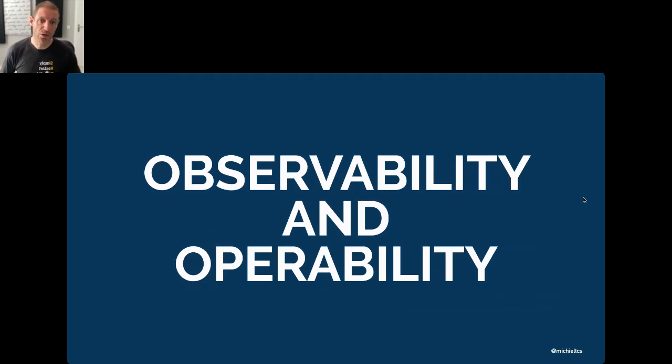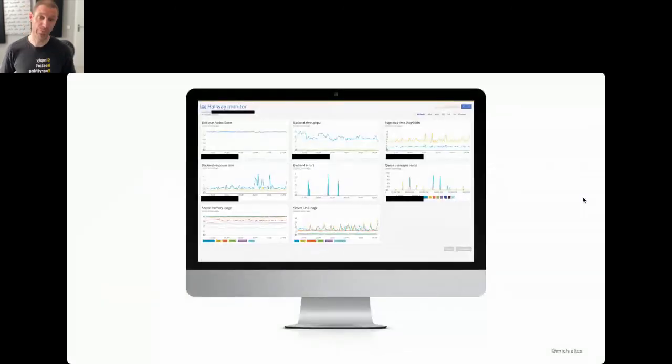Okay, on to observability and operability then. So in the basic sense, observability is about this. Lots and lots of cool graphs on hallway monitors around your office, or in these COVID times on your screen at home. But wherever they are, however you display them, these graphs, this telemetry, this info gives you an inkling, gives you an idea of how your system is performing.